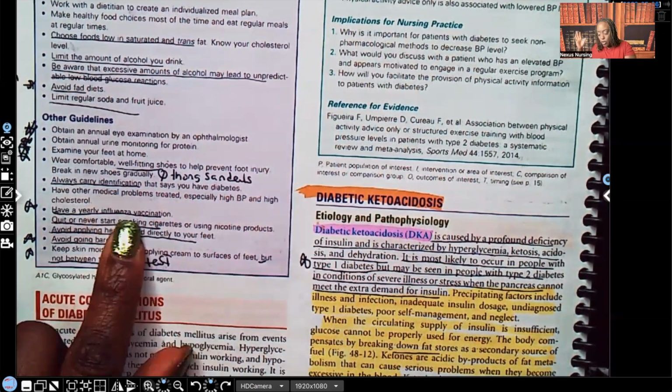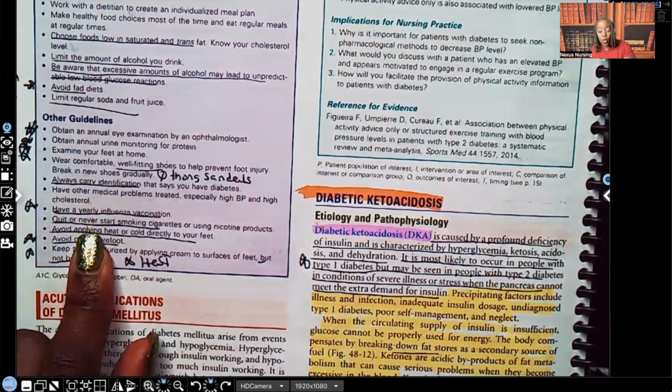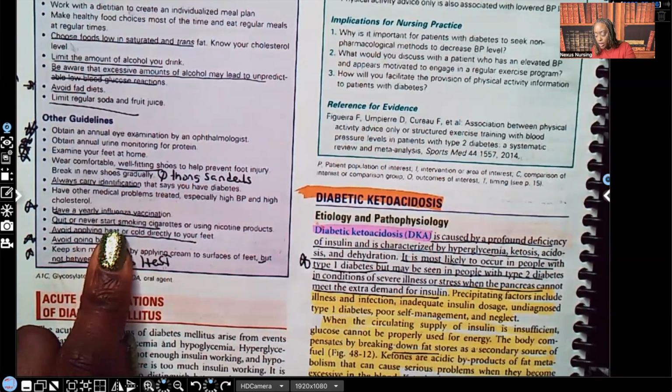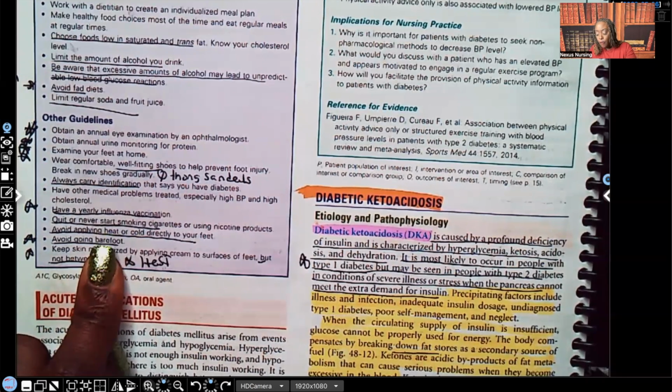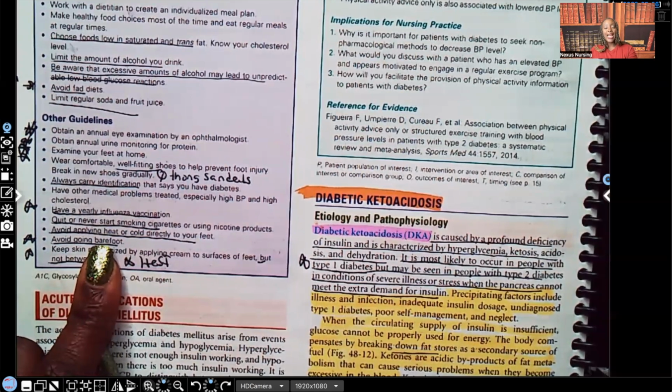So they need to be getting their flu vaccine. Teach them to quit smoking if they're already a smoker. And if they're not a smoker, teach them not to start. Quit or never start smoking cigarettes or using nicotine products. Avoid applying heat or cold directly to your feet. Why? Patients who are diabetic are at way higher risk for diabetic neuropathy. They cannot feel the heat. They cannot feel the cold. So with all that heat on the skin, they can get burned and not even realize it.